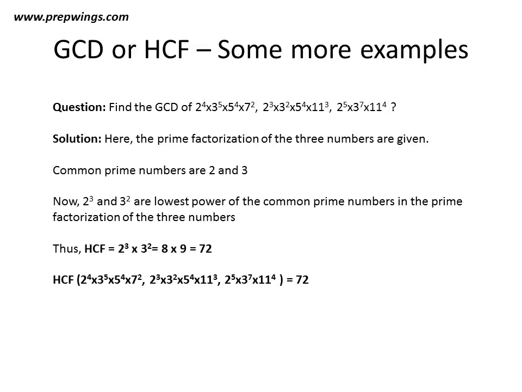So the HCF is 2 raised to power 3 into 3 raised to power 2, which is 8 into 9, that is equal to 72. Okay, thus the HCF of these three numbers is equal to 72. Okay guys, so this is the method we follow to find the HCF or GCD of any set of numbers.